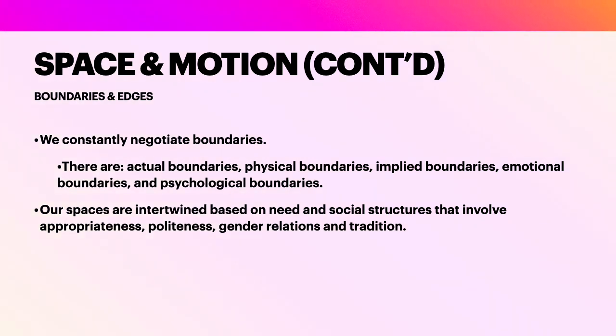Boundaries and edges. So in life, we're constantly negotiating our boundaries. So there are actual boundaries, we have physical boundaries, we have implied boundaries, emotional boundaries, and psychological boundaries. Our spaces are intertwined based on need and social structures that involve appropriateness, politeness, gender relations, and tradition.